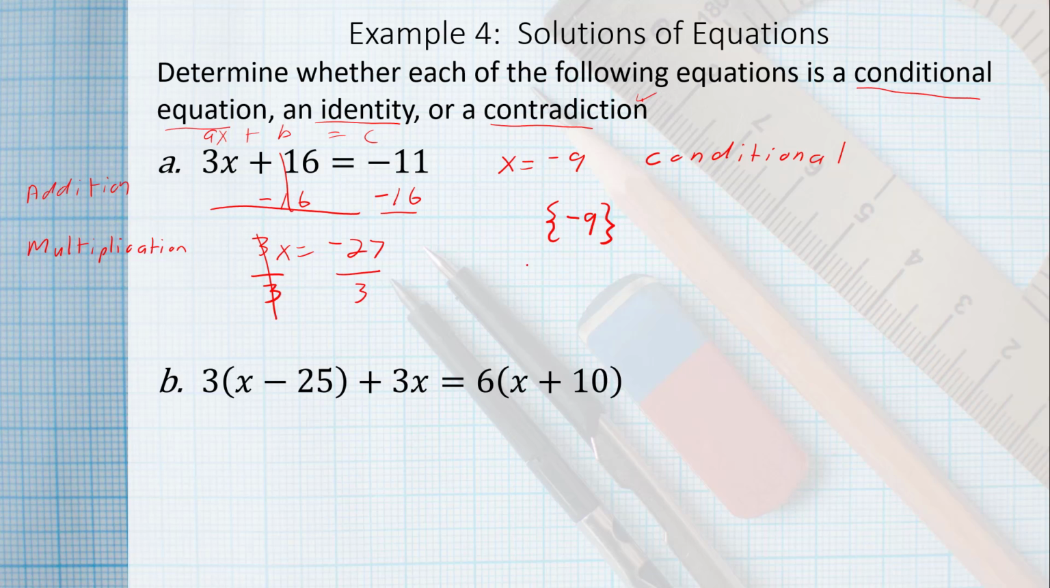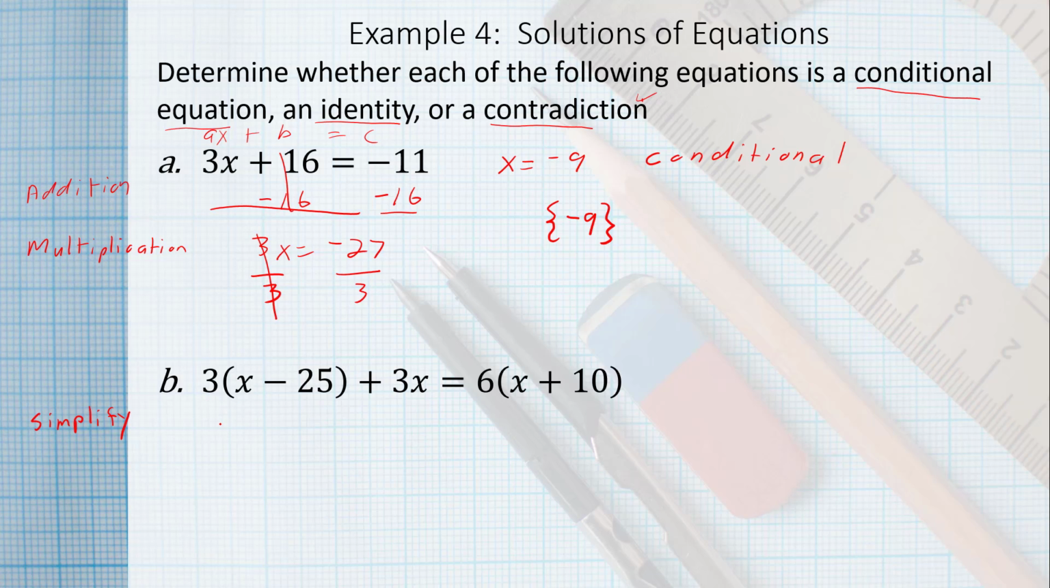Okay, for our last example, we have this. And we want to determine if this is, once again, the conditional equation, an identity, or a contradiction. And we figure it out the exact same way. We solve for x. Now notice this time, we need to simplify. First, using the distributive property, and then combining like terms.